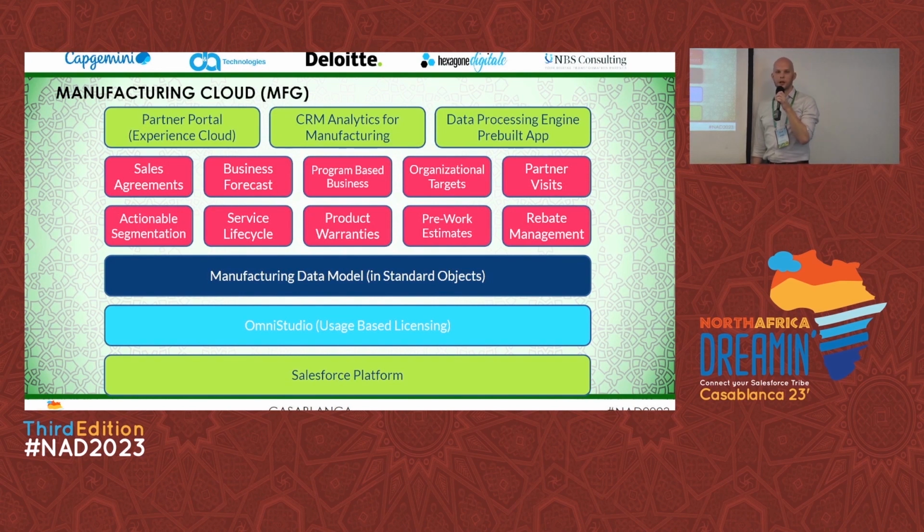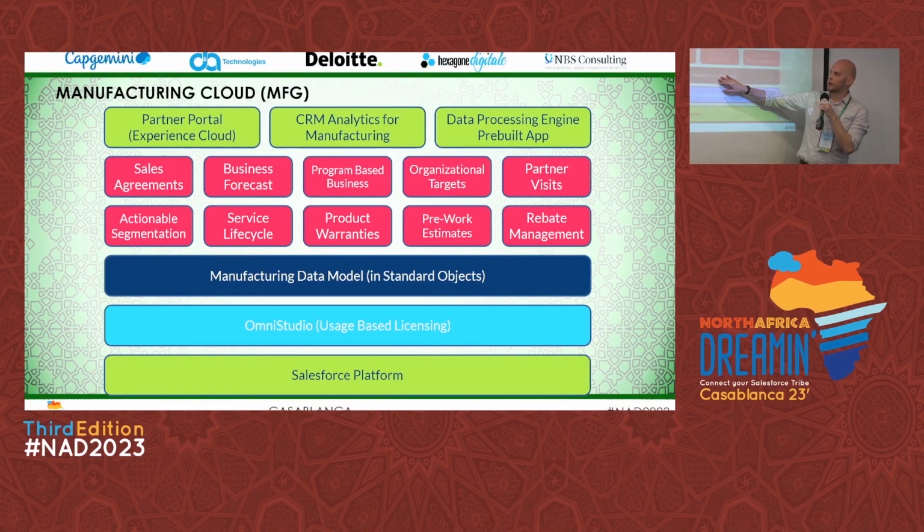And Manufacturing Cloud, so this is for manufacturing companies. If you're building some kind of widgets, equipment, computers, that sort of thing, you could use Manufacturing Cloud. So we start off with the Salesforce platform. The data model is in core. We have Omni Studio, the manufacturing data model, and then the functional modules. So we have sales agreements, business forecast, program-based business, organizational targets, partner visits, actionable segmentation, service lifecycle, product warranties, pre-work estimates, and rebate management.